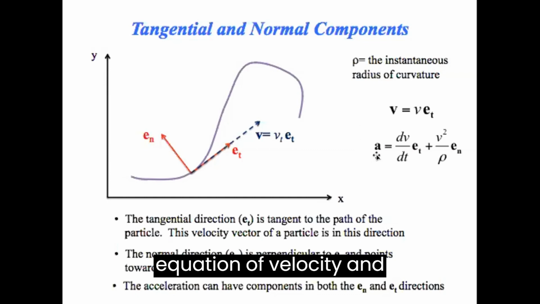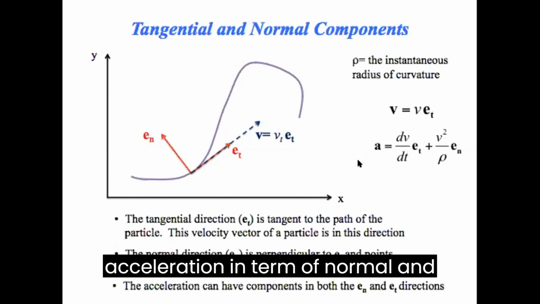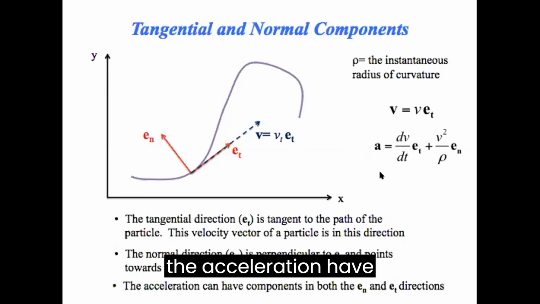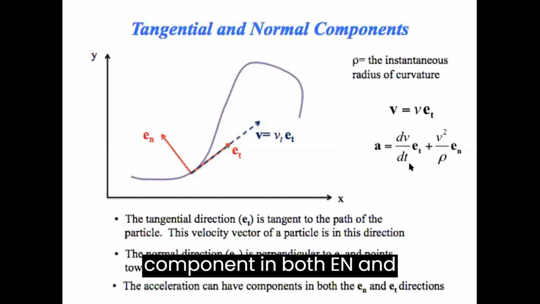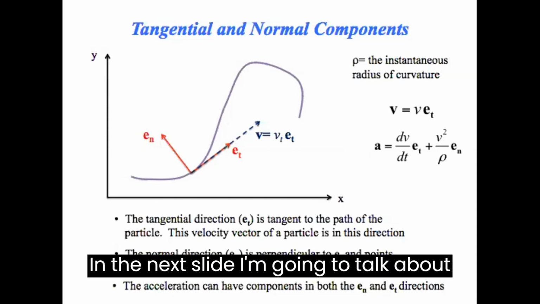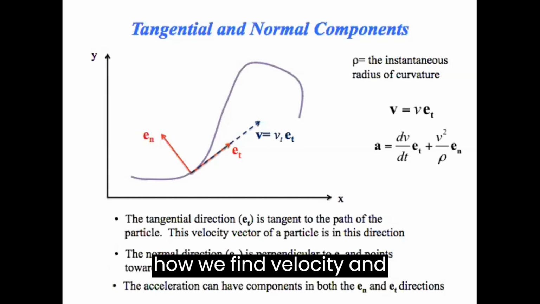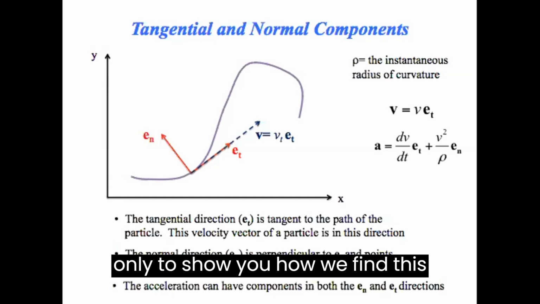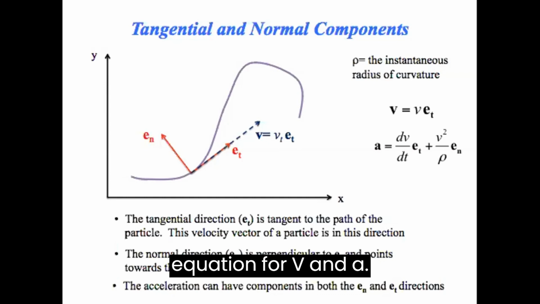These are the equations of velocity and acceleration in terms of normal and tangential components. As we can see, the acceleration has components in both EN and ET directions, while the velocity has a component only in the ET direction. In the next slide, I'm going to talk about how we find velocity and acceleration with the mathematical procedure. This is only to show you how we find this equation for V and A.